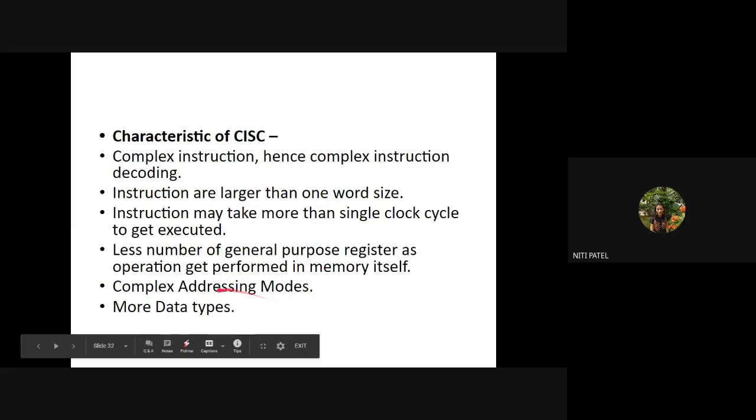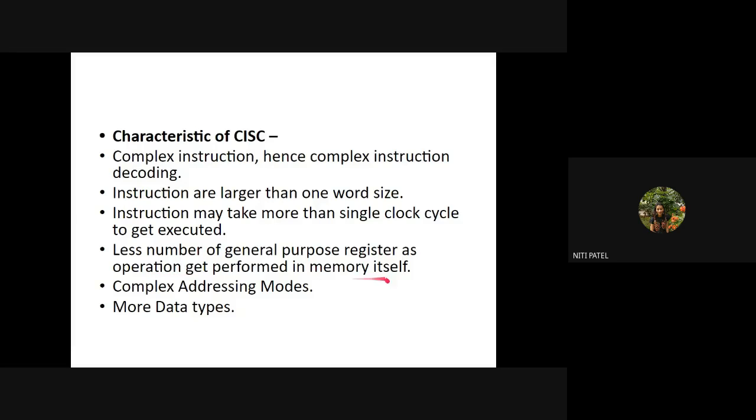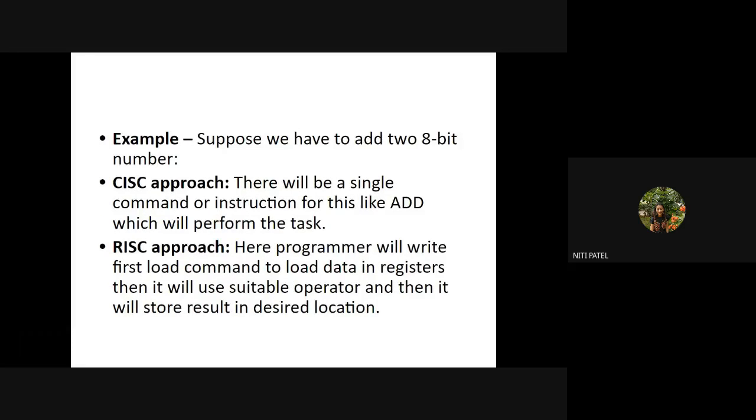Your addressing modes are complex, whereas in RISC addressing modes are simpler. The data types are more in CISC and less in RISC. CISC has a smaller number of general purpose registers, as operations get performed in memory itself. In RISC, you have more general purpose registers, but here in CISC, you have fewer general purpose registers.